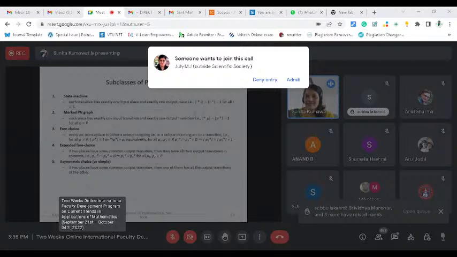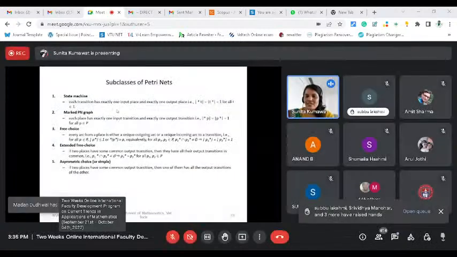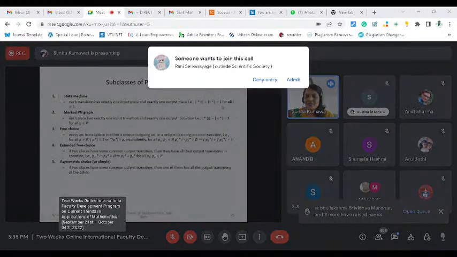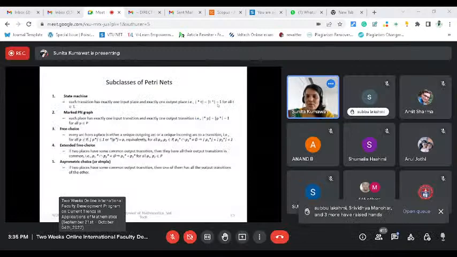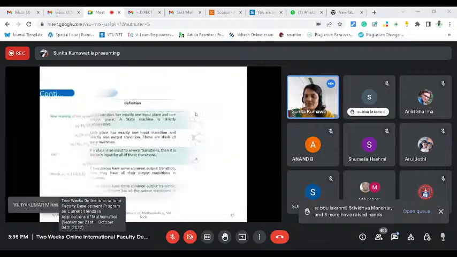You can see what the meaning is. The state machine states that for each and every transition, the set of input places and the set of output places is always one. Similarly, we can see the mathematical definitions: each transition has exactly one input place and exactly one output place. Again, we can see the example here, this one.